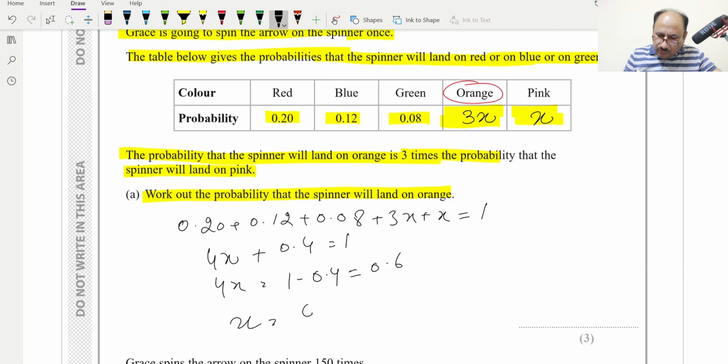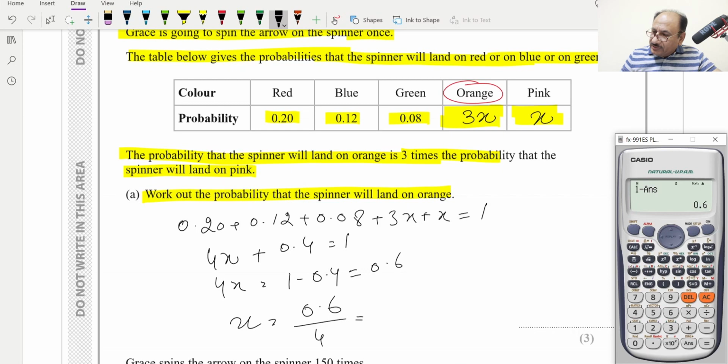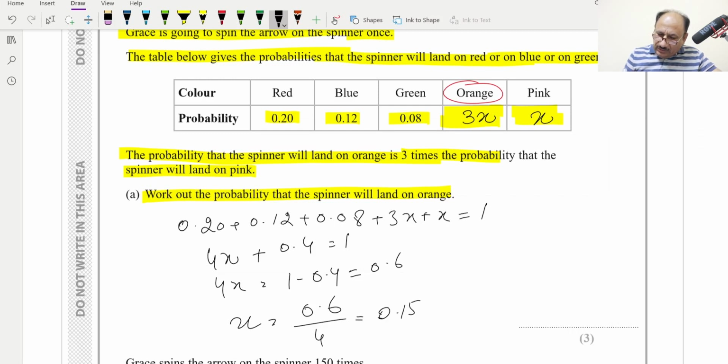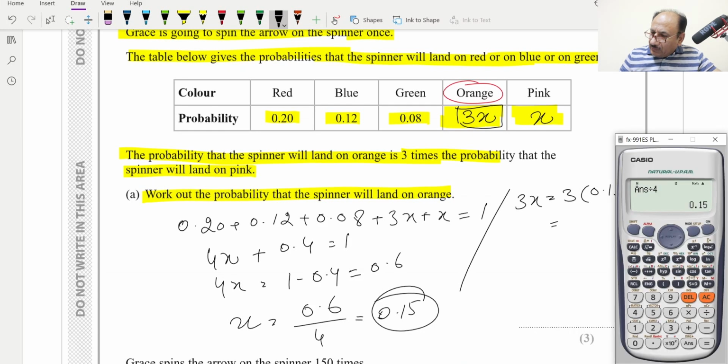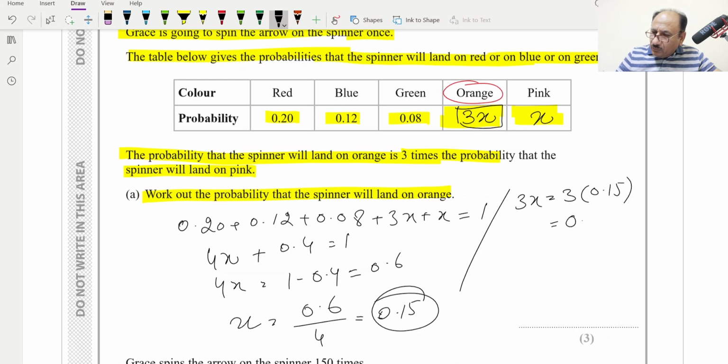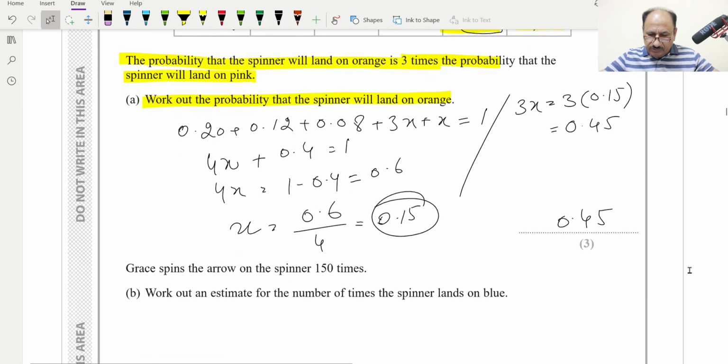So x will be equal to 0.6 over 4, and 0.6 divided by 4 is equal to 0.15. This is the x value, but we need orange, which is 3x. So we will write here 3x is equal to 3 into 0.15, and multiply by 3 is equal to 0.45. So we will write here 0.45 will be the answer, probability for orange, which is done.